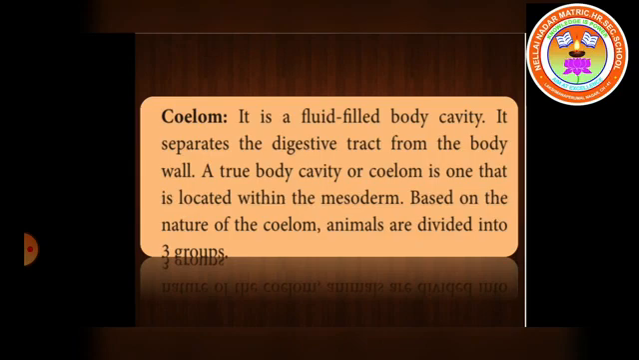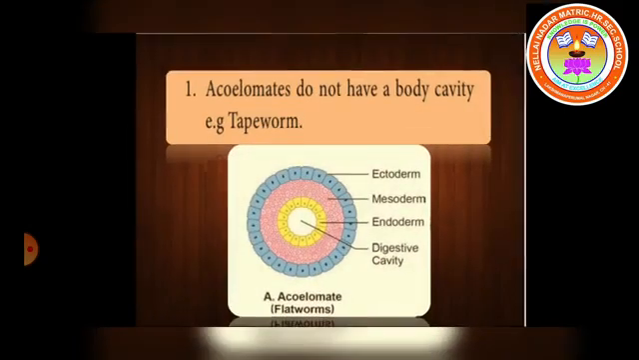Based on the nature of the coelom, animals are divided into three groups. The first group is acoelomate organisms. What are these acoelomate animals? Acoelomates do not have a body cavity. Example, tapeworm.